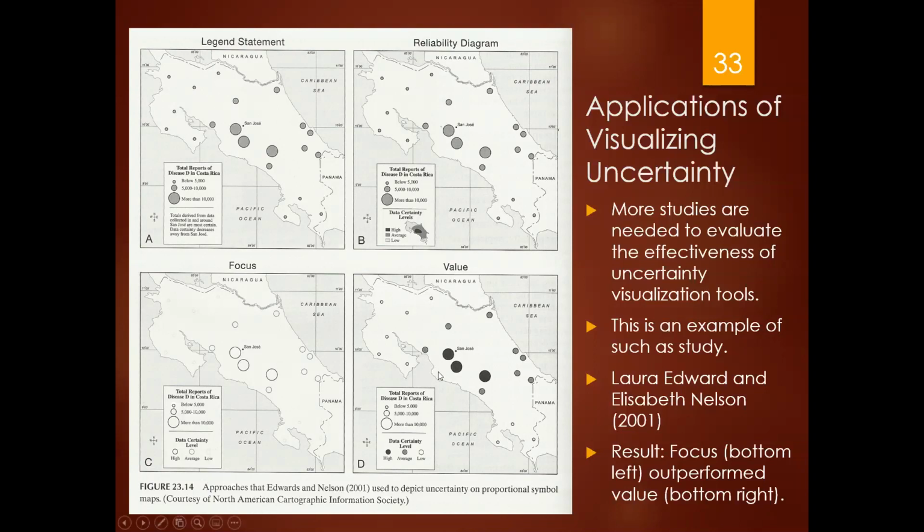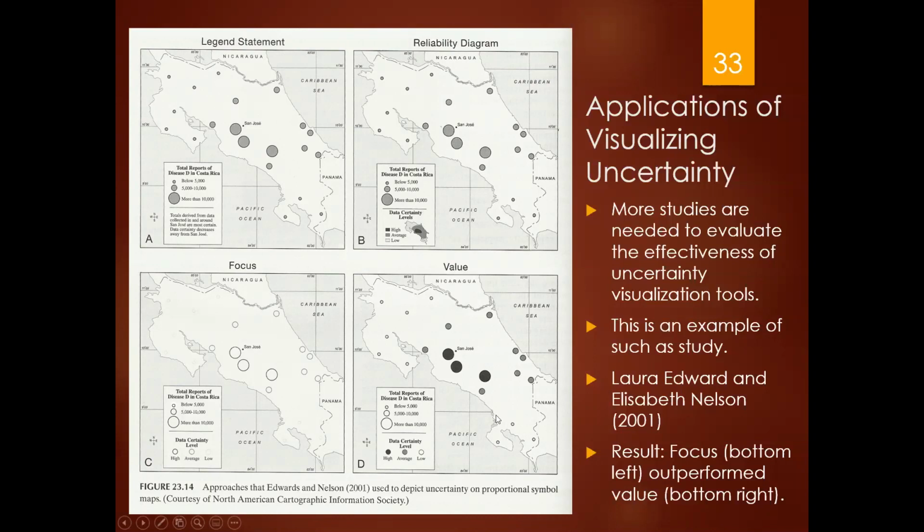The last method here uses what? It uses the saturation of each graduated symbol to represent uncertainty. If it's fully saturated, the certainty level is high, the uncertainty is low. And if you compare the 4 of them, it's subjective. Different people may have different ideas.